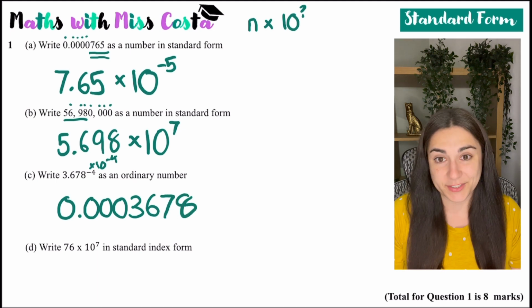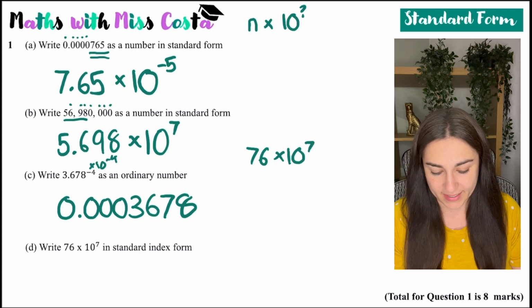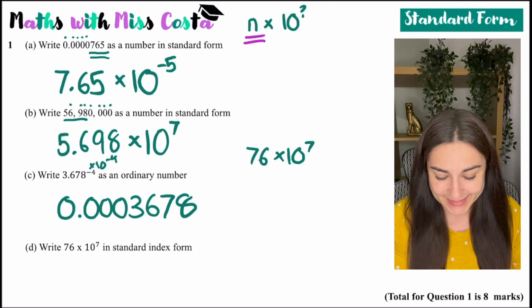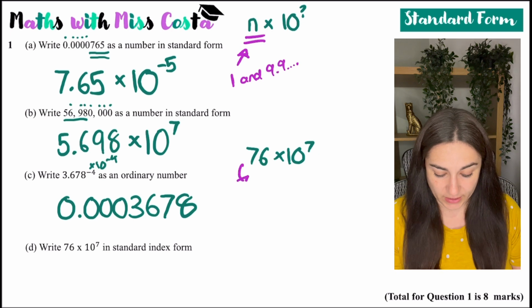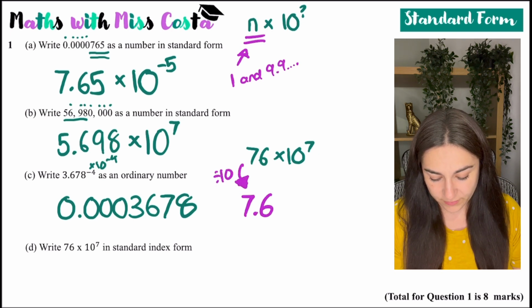For the next question, I'm told to write 76 times 10 to the power of 7 in standard form. Some people might say, oh, that's in standard form, but it isn't, because this number here needs to be between 1 and 9.9. So you need to turn this into a decimal, and in order to do that you divide this by 10.